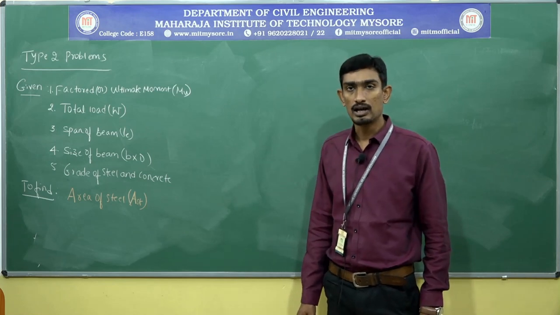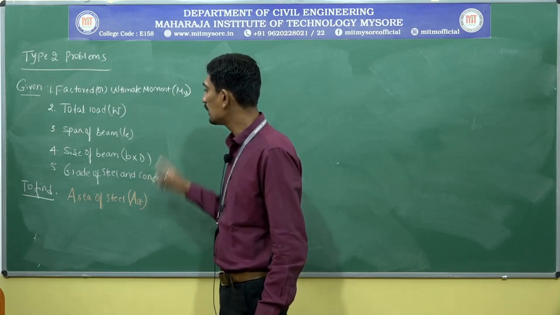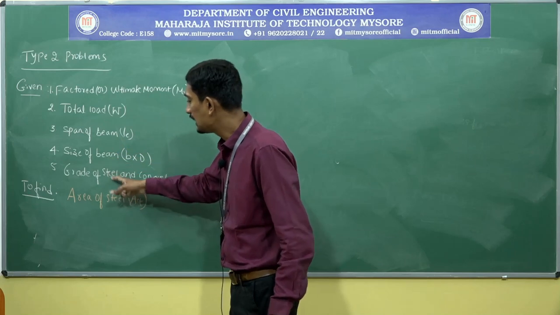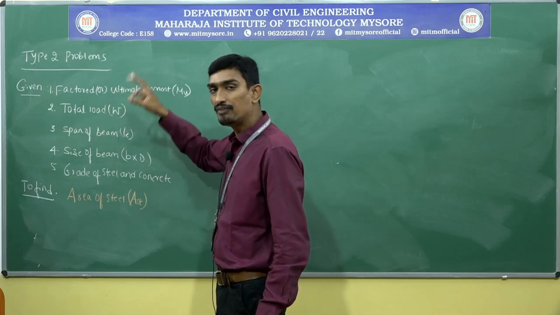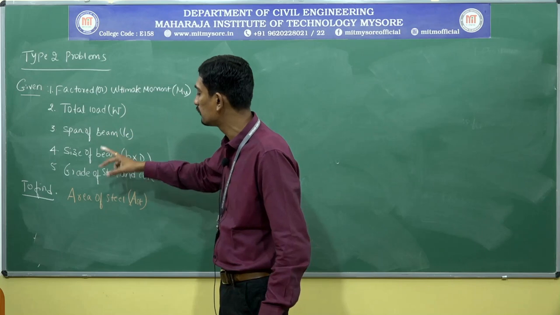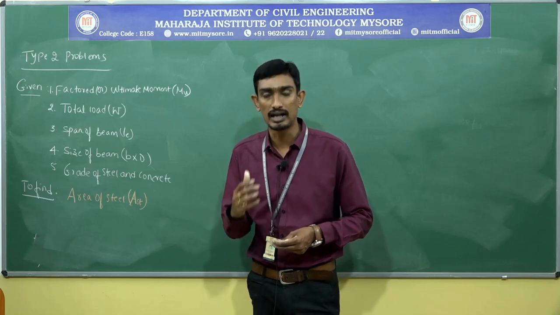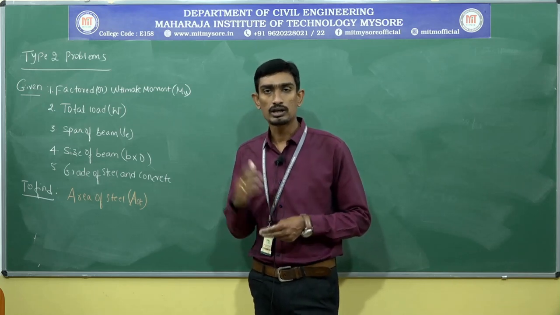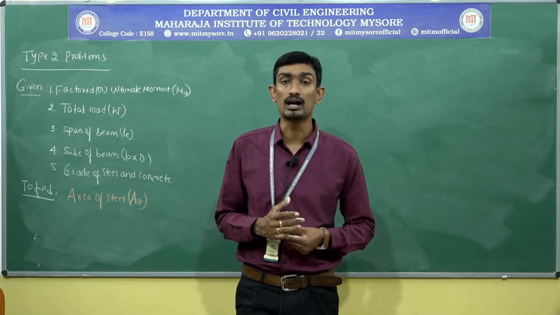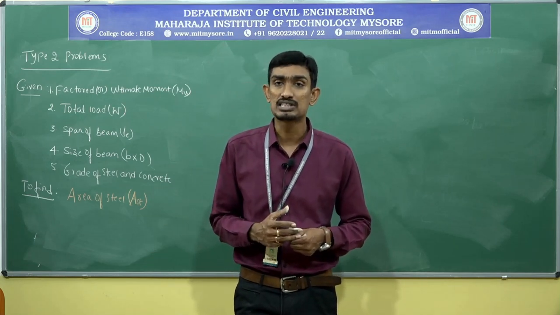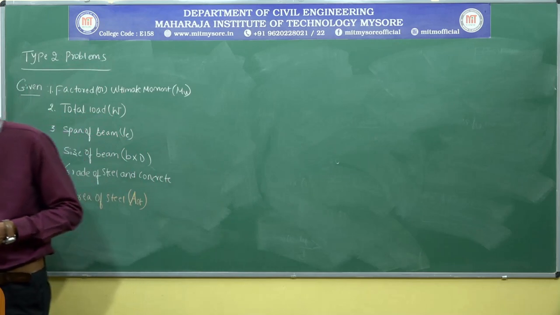Is it clear? So please observe here, a very important thing. In type 1, they used to give span, size, grade and area, and we used to calculate the factored moment. In this case it is the opposite: factored moment is given, span is given, size of the beam is given, grade of steel is given, and the area of steel required is asked. That is what type 2 is. Now let us work out the problems so that you will come across how exactly we are going to calculate the area of steel required for a beam. Let us go ahead with the problems.